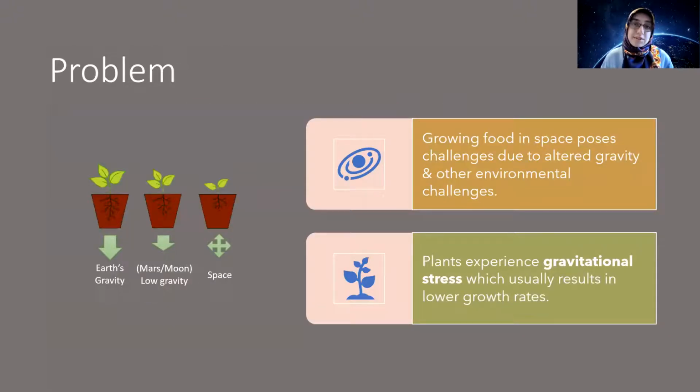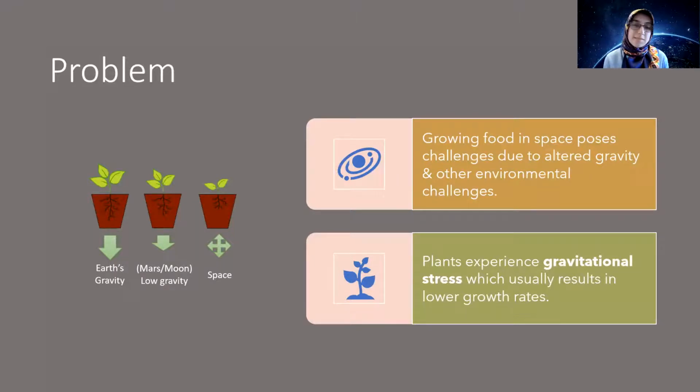Our current project is called Analysis of Plant Gravitropism via Clinostat Rotation Studies. To give a brief overview, gravitropism is the plant's response mechanism to gravity. Because of gravitropism on Earth, plant shoots grow against the gravity vector and plant roots grow towards gravity. But in space, since there is no effective gravity vector, which is called microgravity, plants experience what is called gravitational stress. This usually causes their productivity and growth to decrease.